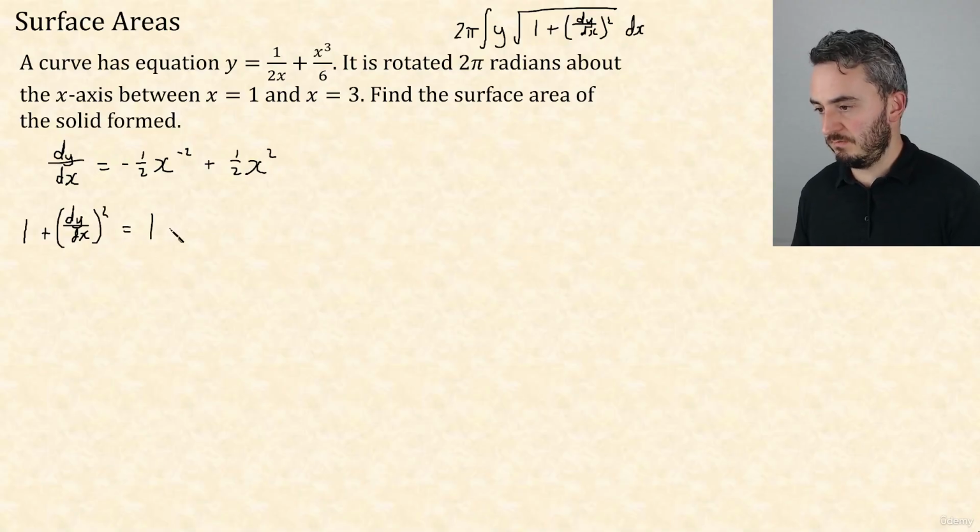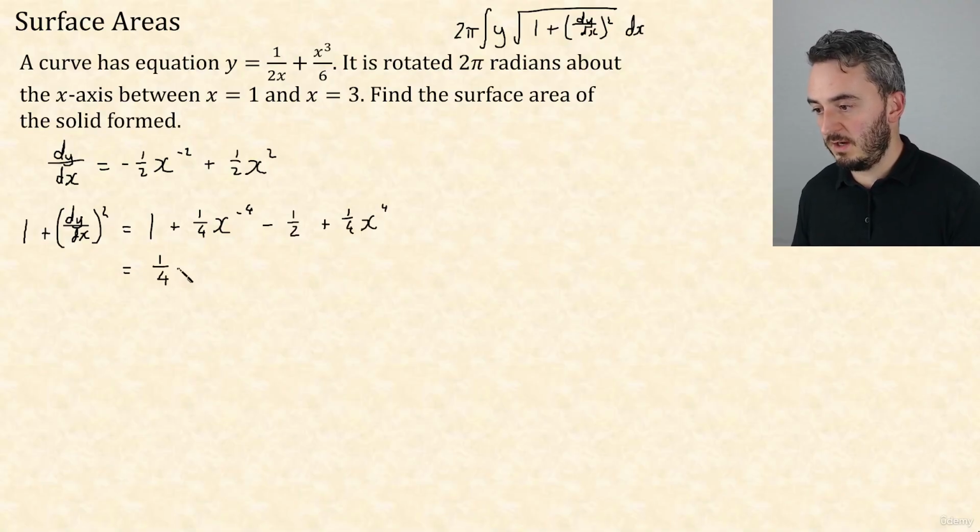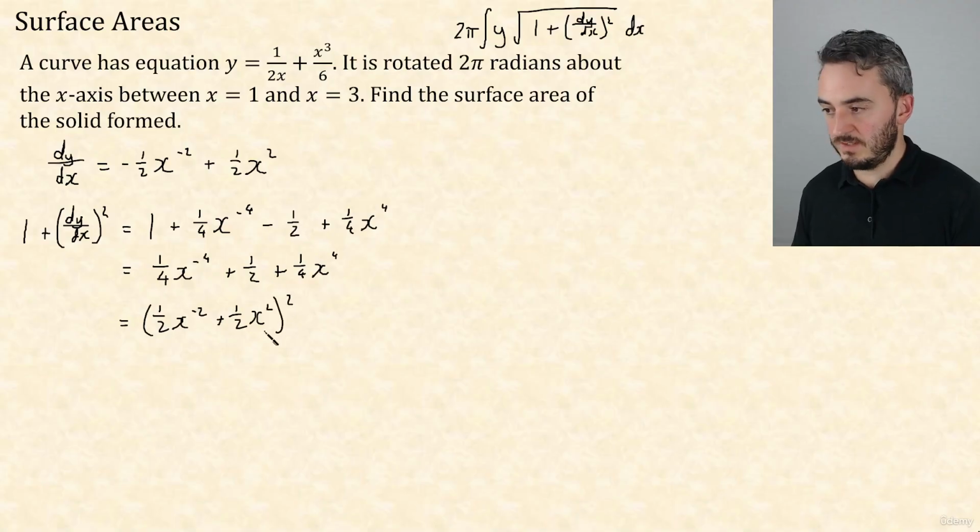1. Now, squaring this, we get plus a quarter x to the minus 4. Then these two multiplied is minus, and then two of them, a half, just a half. And then finally plus a quarter x to the 4. Similar to the last question, that gives us a quarter x to the minus 4 plus a half plus a quarter x to the 4. And this factorizes, it's just half x to the minus 2 plus half x squared, all squared.